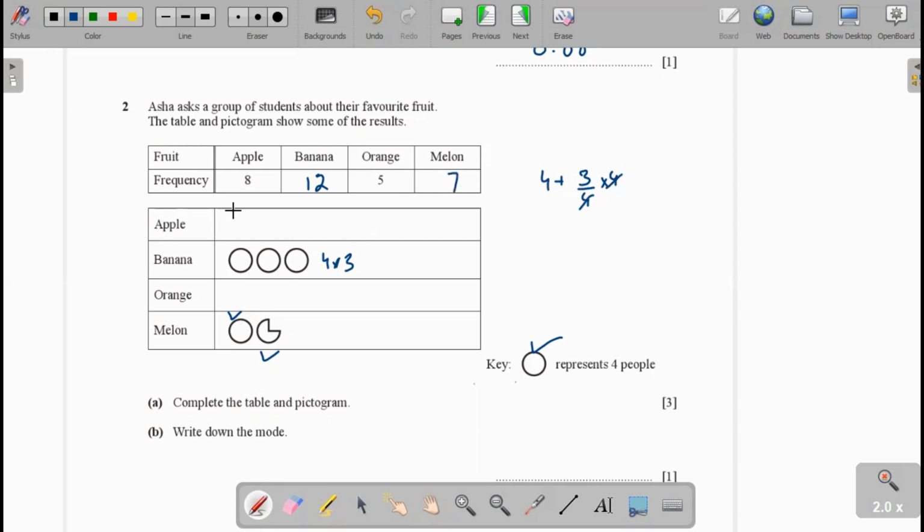Now next, we complete the pictogram chart here. There are 8 students who like apples. Now for 8 people, we use this key. One circle represents 4 people, therefore we draw 2 circles. Next is orange. 5 oranges are given. Now we draw our first circle. It means 4 people and 1 person.